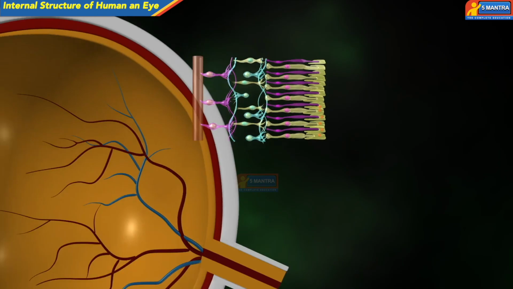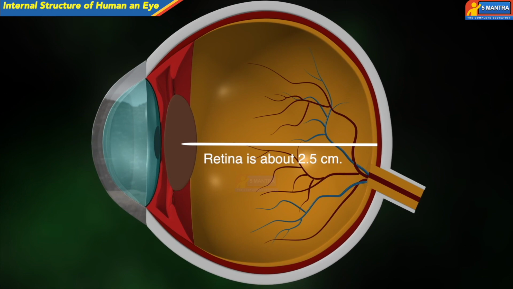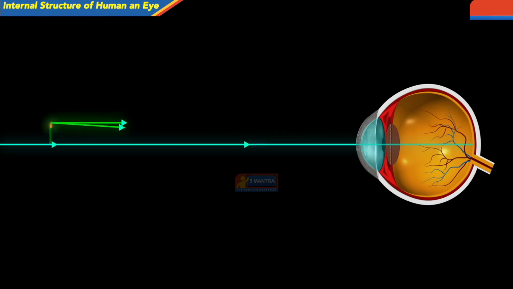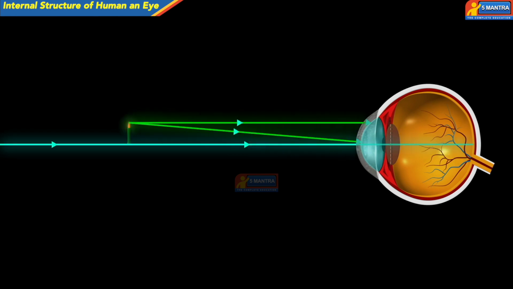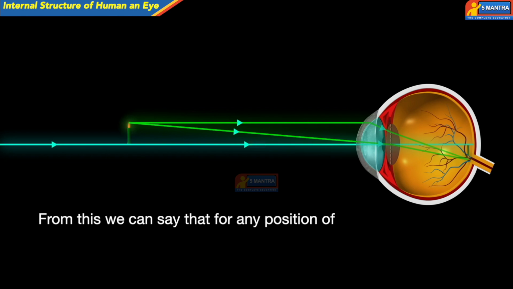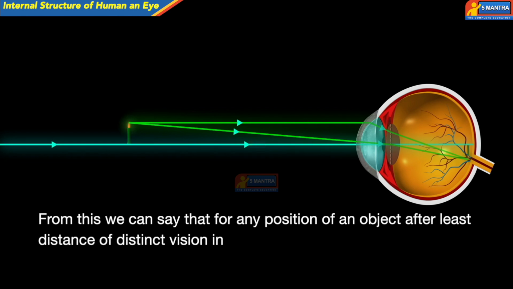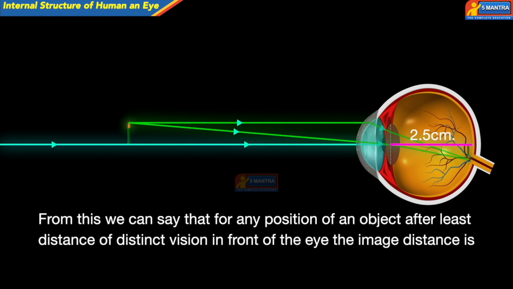The distance between the lens and retina is about 2.5 centimeters. If an object is placed at a distance in front of the eye, the image will form on the retina. If we move the object towards the eye, then also the image forms on the retina. From this, we can say that for any position of an object, beyond the least distance of distinct vision in front of the eye, the image distance is fixed and is about 2.5 centimeters.